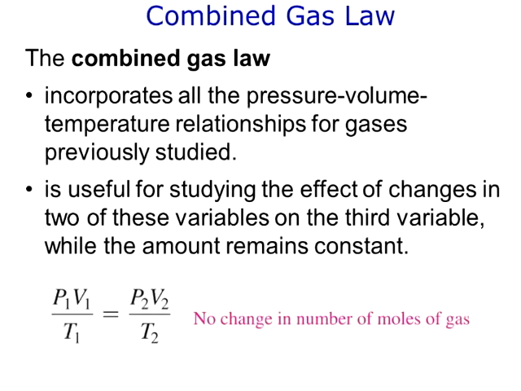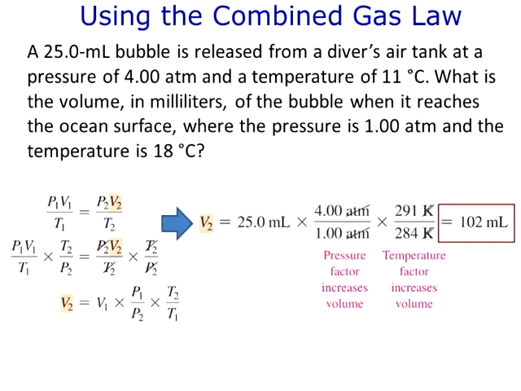Therefore, we have the PV over T for the first set of conditions is related to the PV over T for the second set of conditions. All right? Combined gas law ignores the moles because they are held constant. So, let's work a problem using the combined gas law. Here it is.